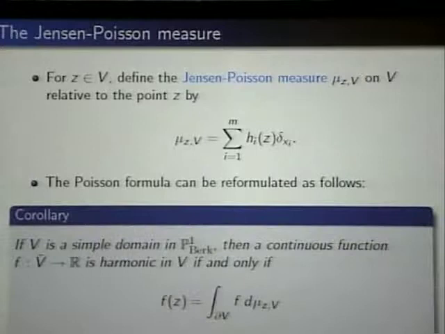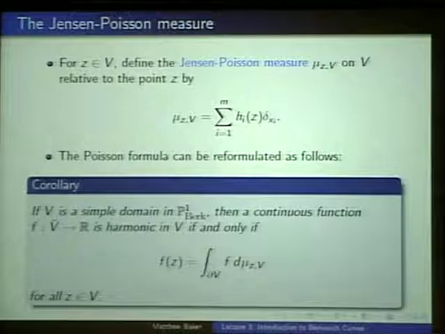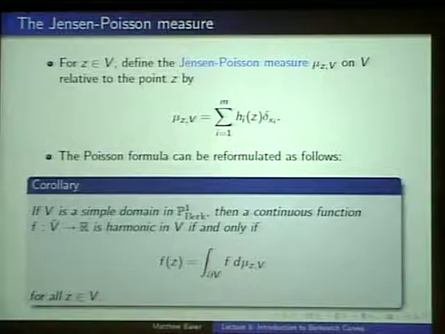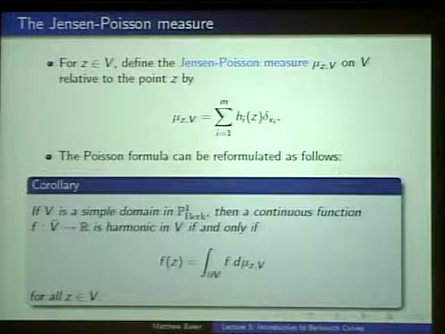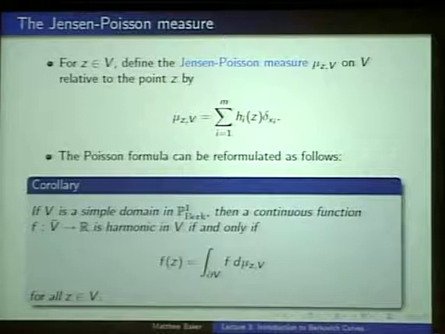If I have a simple domain, a continuous function from V bar to R is harmonic if and only if F of Z is the integral of F against this Jensen-Poisson measure. So to be harmonic is actually equivalent on a simple domain to saying that the value at any point in the center is the weighted average of the neighboring values, where the weight is given in this way. So it's all completely explicit.